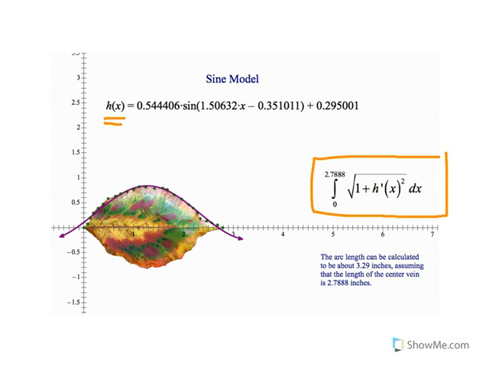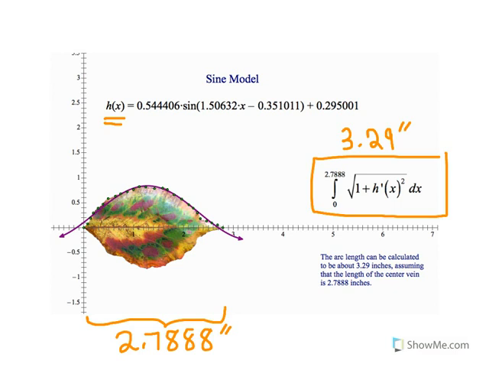Now this is fairly difficult to do by hand, sometimes impossible, so we actually put this formula, this integral, into Mathematica, and then Mathematica calculated it and gave the output of roughly 3.29 inches. So that is the arc length of the top of the leaf, given that the length of the center vein is approximately 2.7888 inches. So, of course, this is just the top of the leaf.